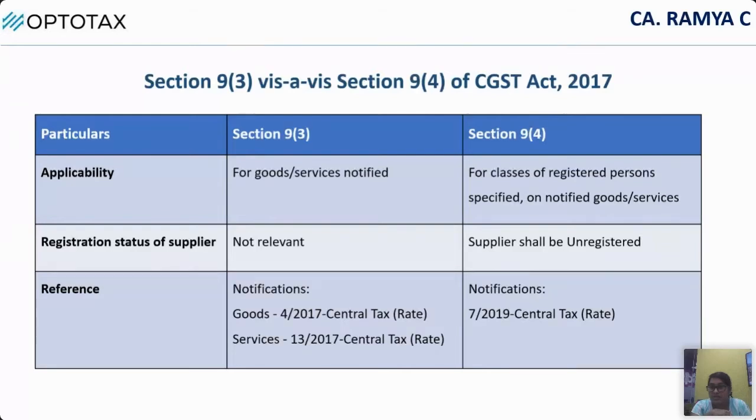If he is registered, can we claim input? Ganesh sir, just wait for some time. We will be discussing the input tax credit portion also of this.